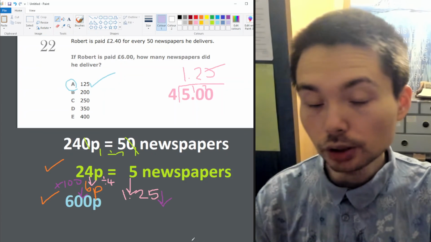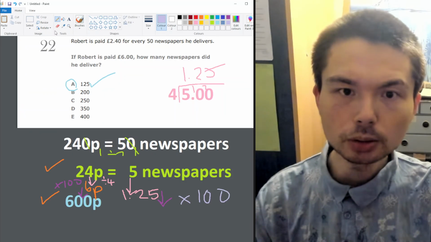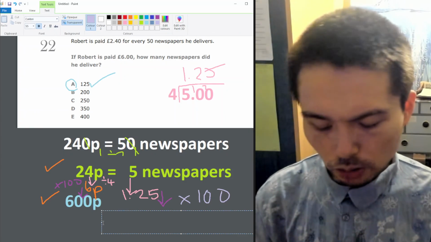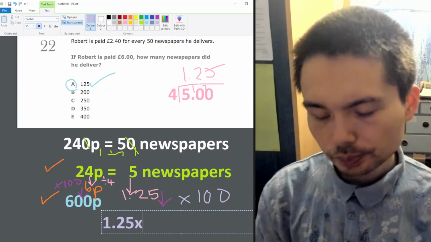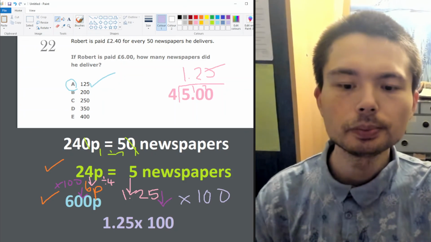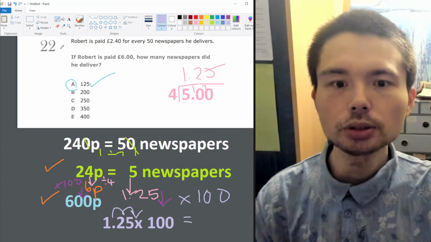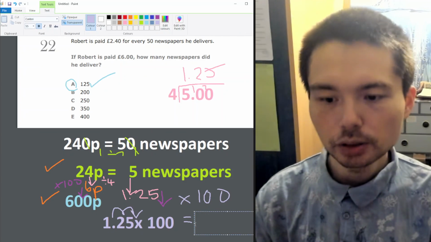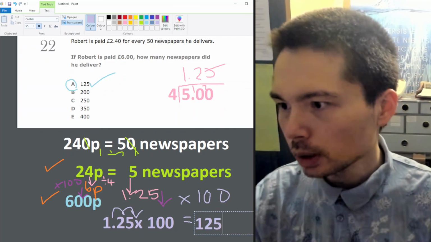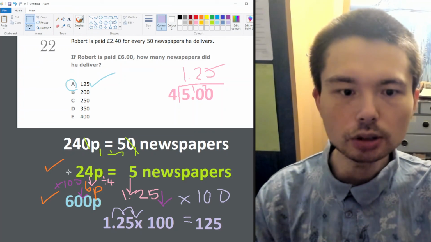I'm glad I went through this example, just in a different way. 1.25 times 100, well, whenever we multiply a number by 100, how do we do it properly? If it's a decimal number, we just move that decimal 2 places to your right, and we have the answer: 125 newspapers. Good stuff. So we're 9 minutes in, job done. So just a few questions in this video, that's totally fine.